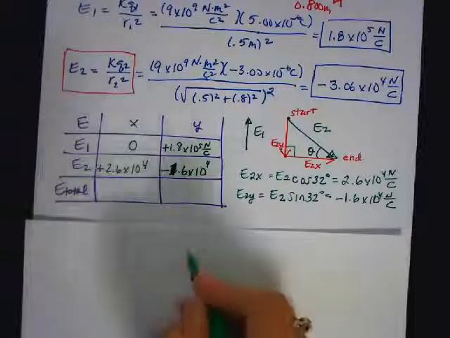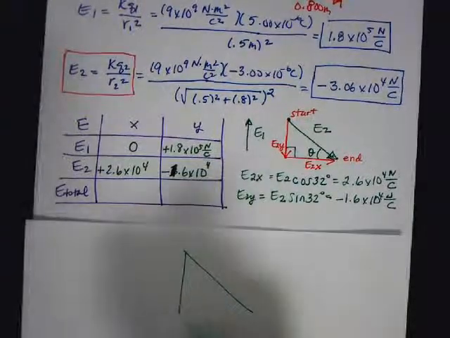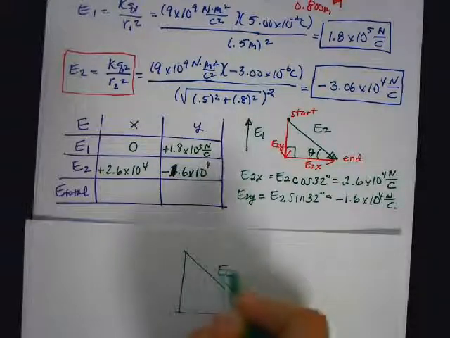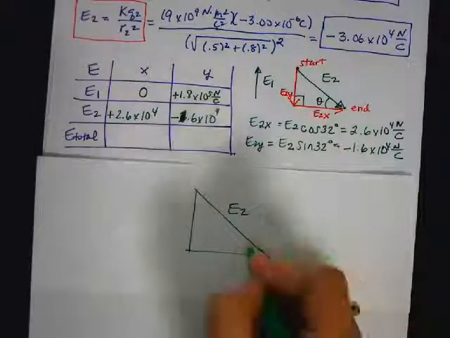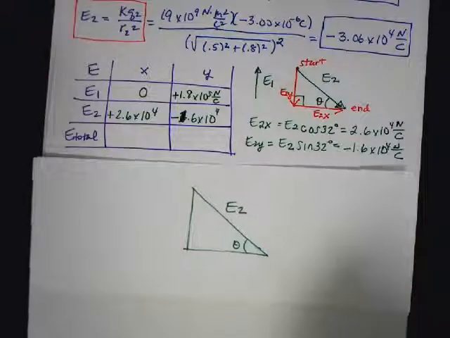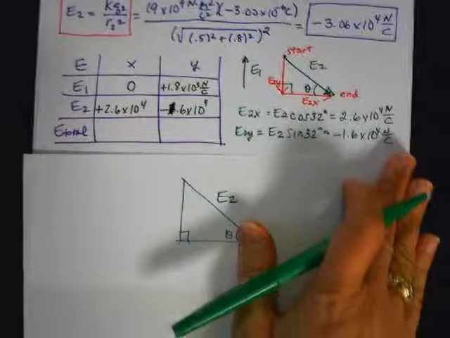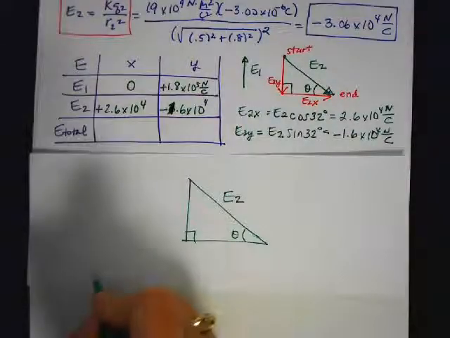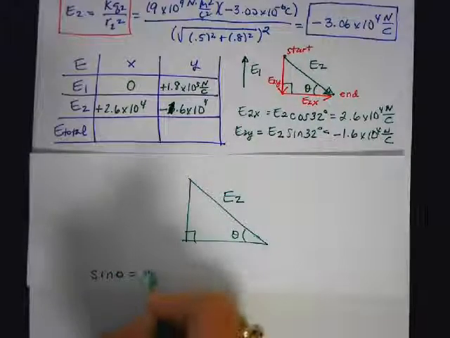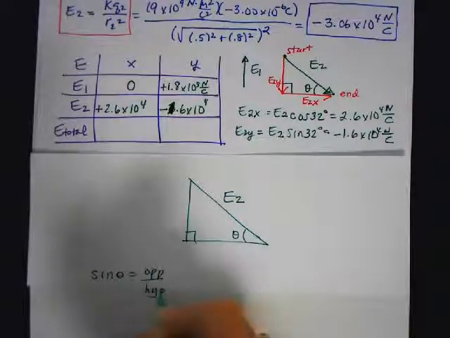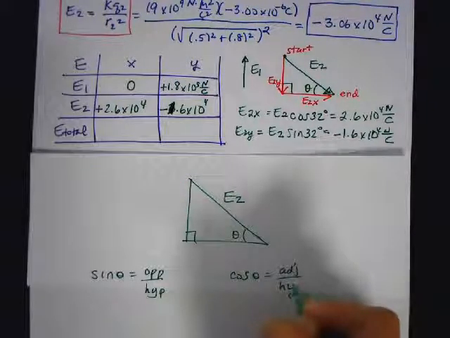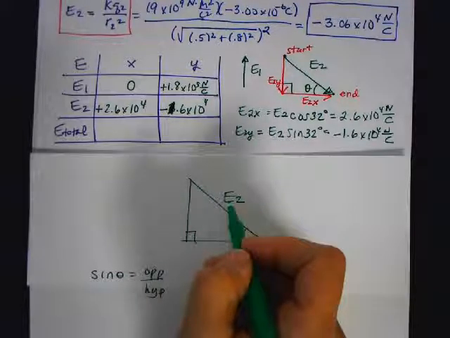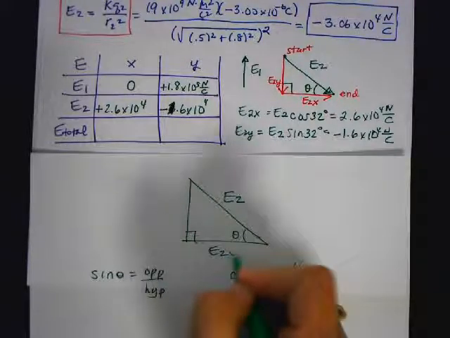I have a triangle. This is E2, which I know. That's the hypotenuse. This angle here, I just figured out, was 32 degrees. It's a right triangle. So if you need to write out your definitions and say, oh, sine of theta is equal to opposite over hypotenuse. Cosine of theta is adjacent over hypotenuse. This is E2. This is E2x and E2y.